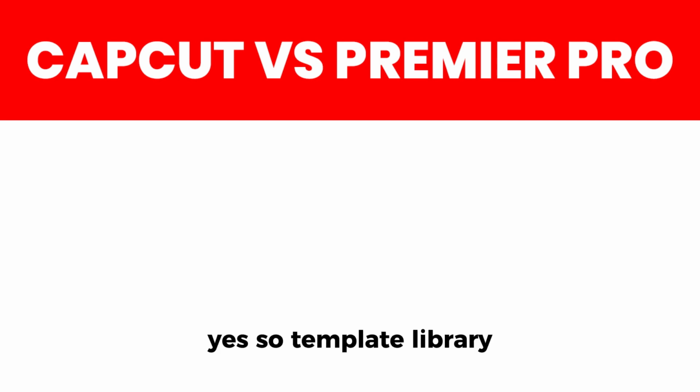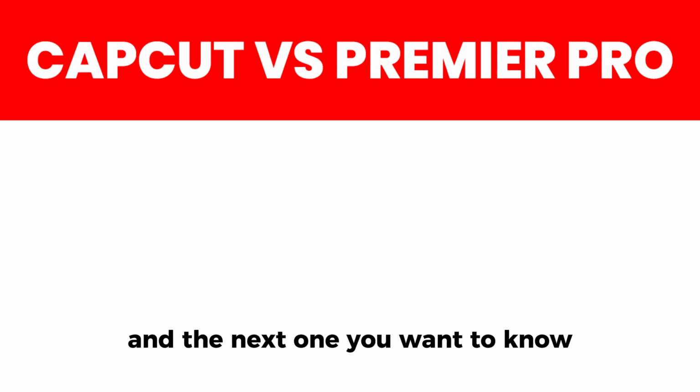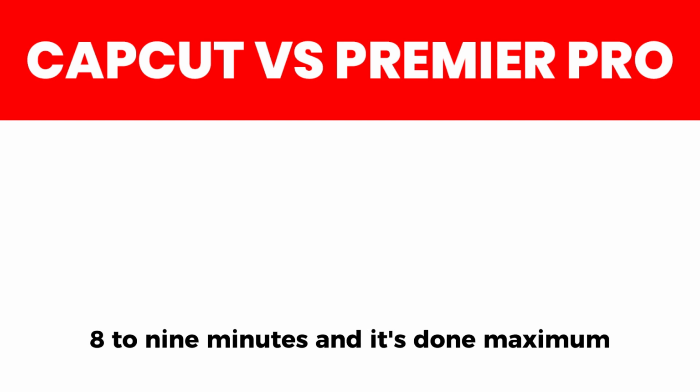Template library, a wide range of templates for quick video creation. And the next one you want to know, fast rendering, generally fast rendering times compared to complex software. A video of 5 to 10 minutes, it's done in 8-9 minutes maximum.